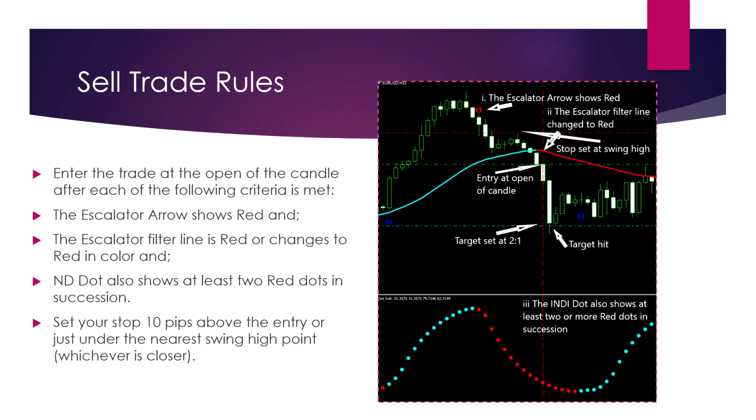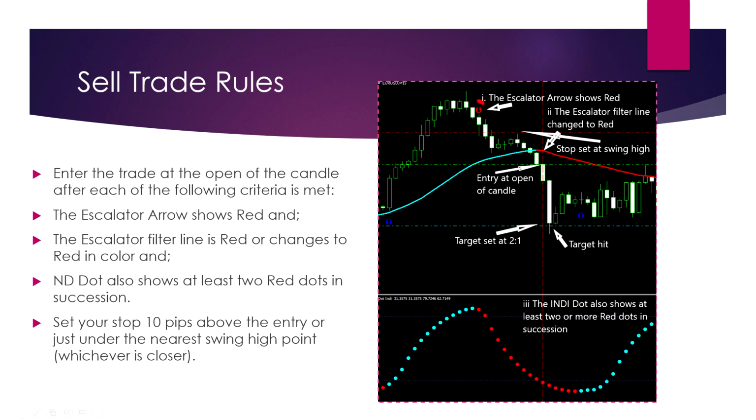Sell trade rule. Enter the trade at the open of the candle after each of the following criteria is met. The escalator arrow shows red and the escalator filter line is red or changes to red in color, and ND dot also shows at least 2 red dots in succession. Set your stops 10 pips above the entry or just under the nearest swing high point. So it's exactly the same, just opposite direction.